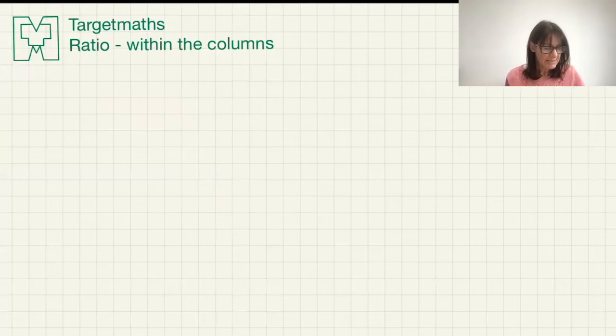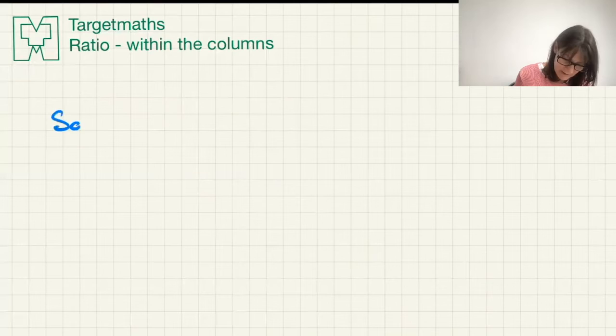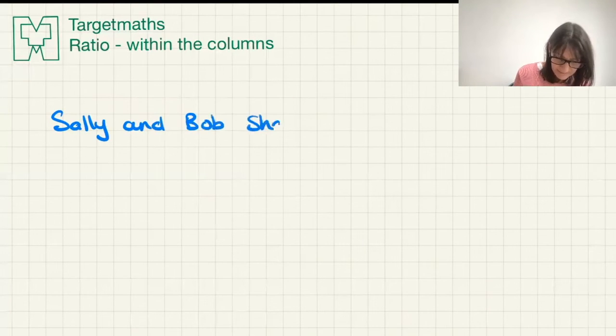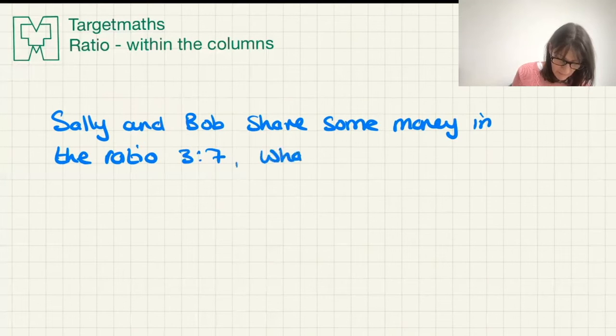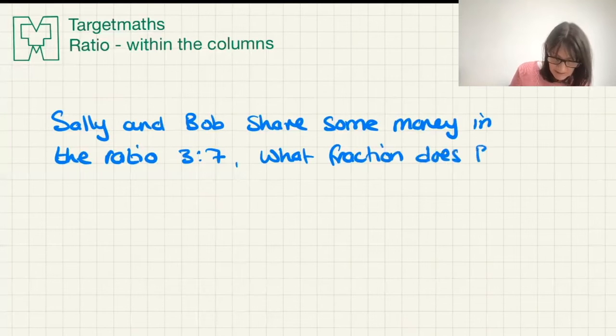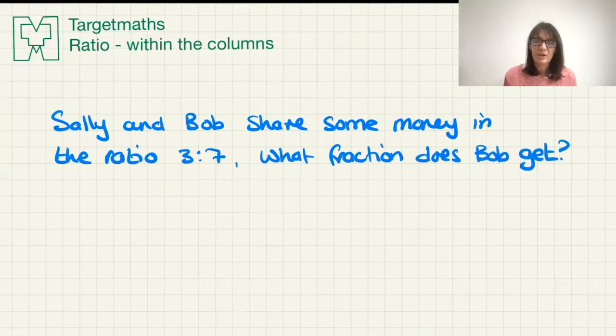Okay, so Sally and Bob. I'm going to write this down so that we can see it. Sally and Bob share some money in the ratio 3 to 7. What fraction does Bob get? So that is the type of thing you could expect to see in an exam, where the question comes in this kind of worded story and you need to pick out that key information.